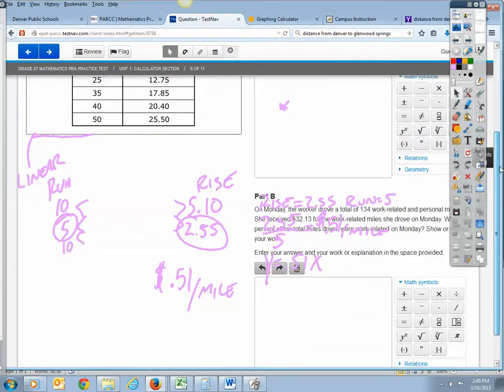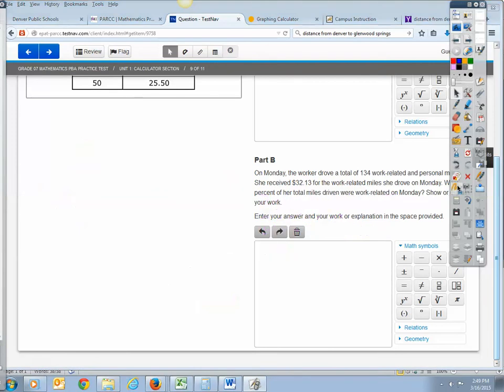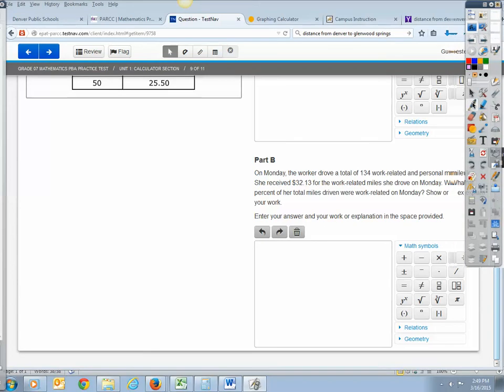So for part B, it says, on Monday, the worker drove a total of 134 work-related and personal miles. She received $32.13 for the work-related miles she drove on Monday. This is going to be a nasty problem. What percent of the total miles driven are work-related? Okay, so the percent is going to be equal to the work-related miles divided by total miles.